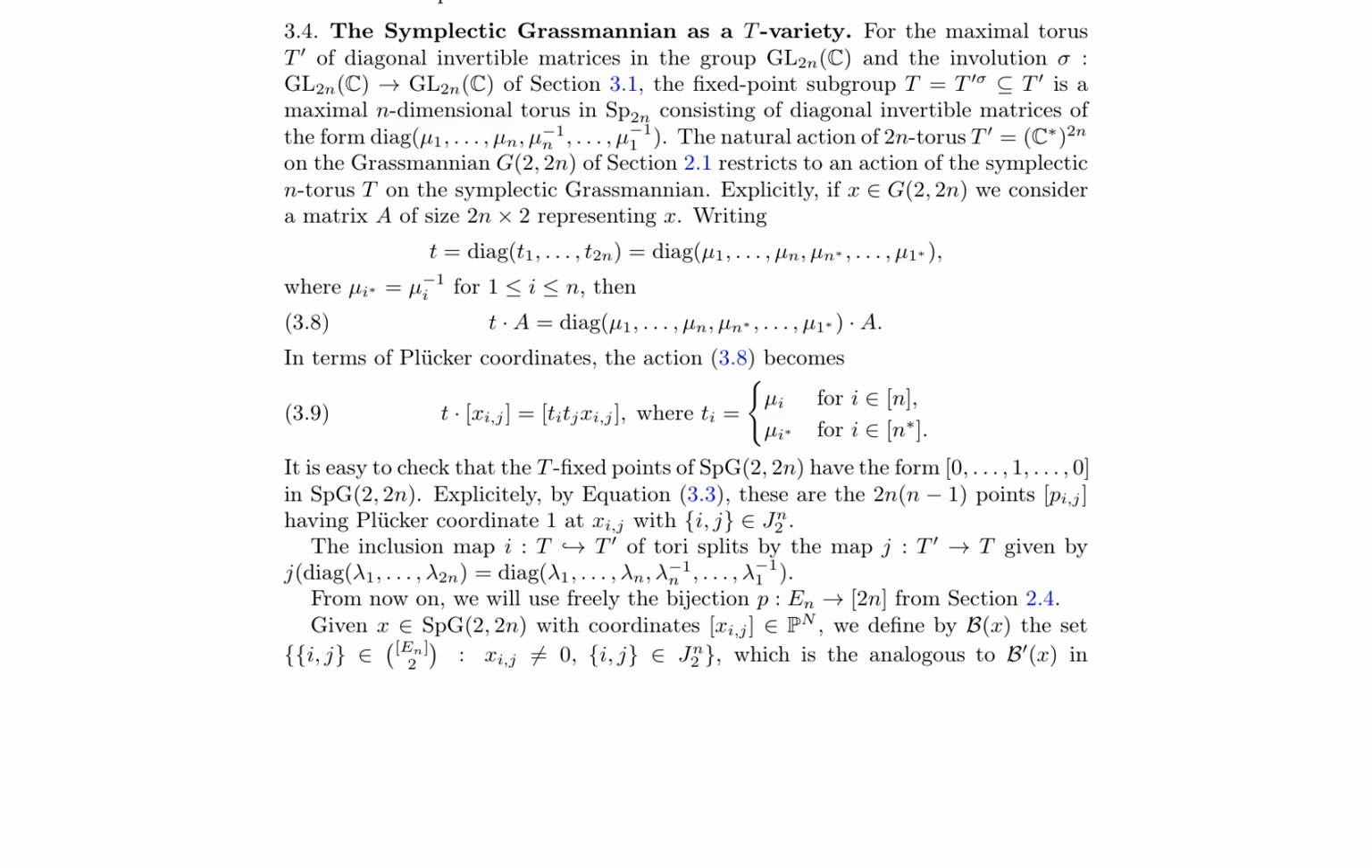Additionally, the authors introduce the notion of B(X), which is the set of (I, J) in E_N squared such that the Plücker coordinate X_{I,J} is non-zero and (I, J) is in J_n squared. This concept is analogous to B(X) in the classical case.